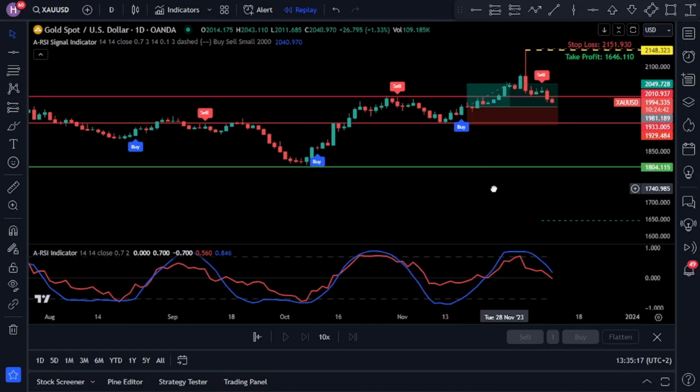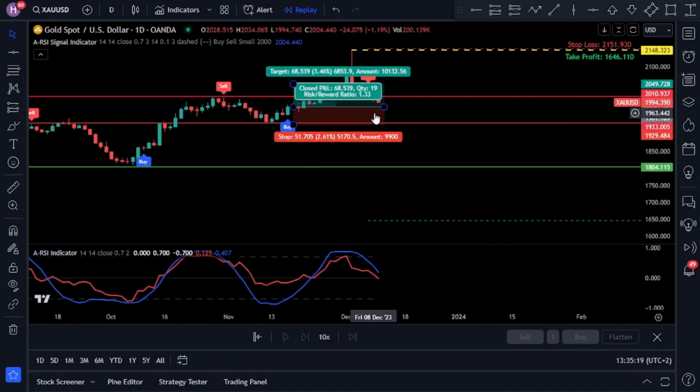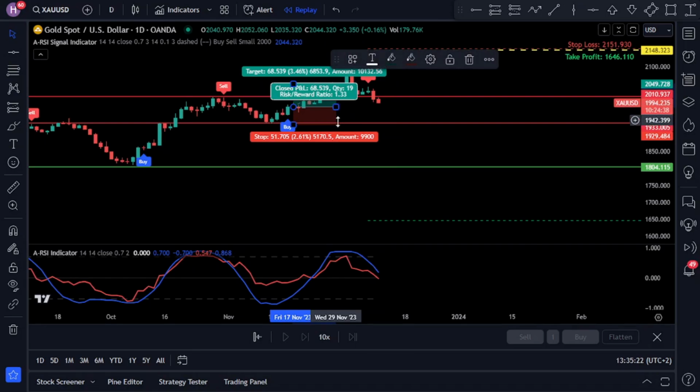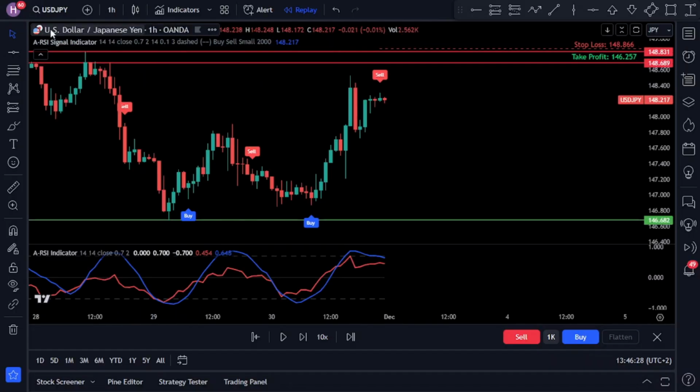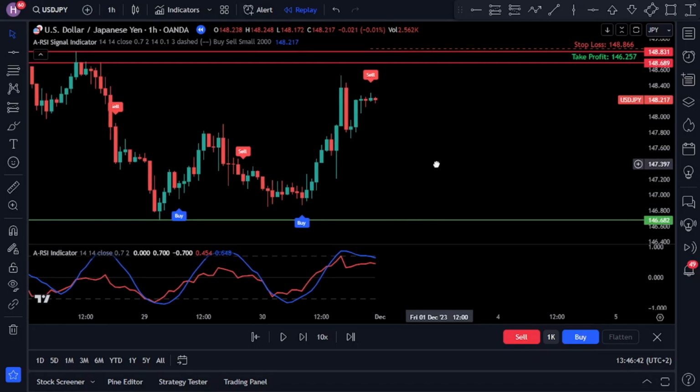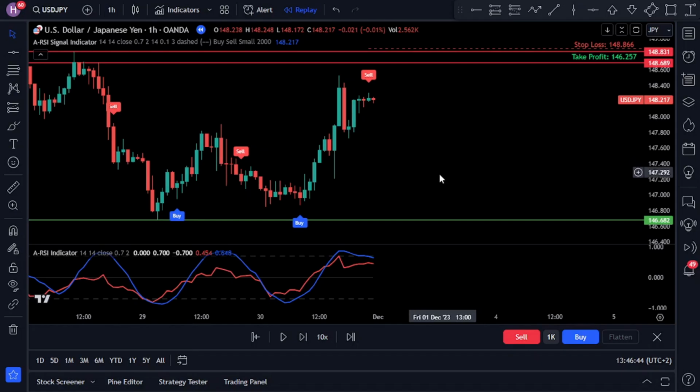Now that we have covered two trending market examples, we'll explore another example looking at a ranging market condition. On the chart, we have the US dollar against the Japanese yen in the hourly time frame. From the chart, we can observe that we are currently range bound between these two levels. To get the most out of the indicator during these market conditions, it's important that we observe the signals at the top and bottom of the ranges, and thus ignore the others.